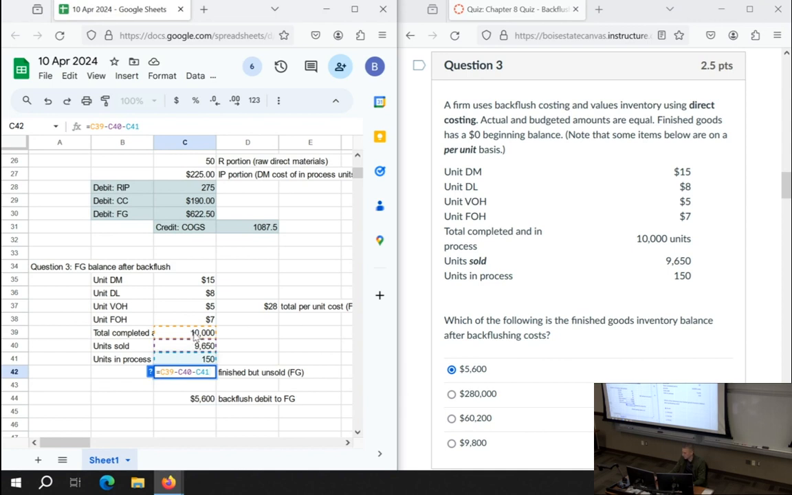Yeah, it's the total units number, 10,000, minus the number sold, minus the in-process units. Yep. Exactly.